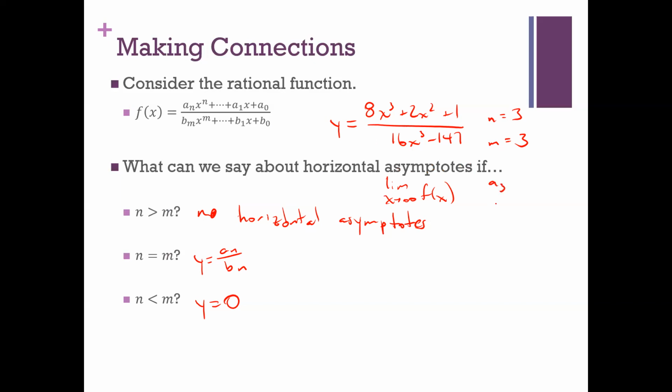But what is a sub 3 and b sub 3? A sub 3 is 2. A sub 3 is not 2. Basically, a sub 3 and b sub 3 are coefficients. So this one's 8, this one's 16. A sub 2 and b sub 2. A sub 2 is 2. B sub 2 is 0, it doesn't exist.